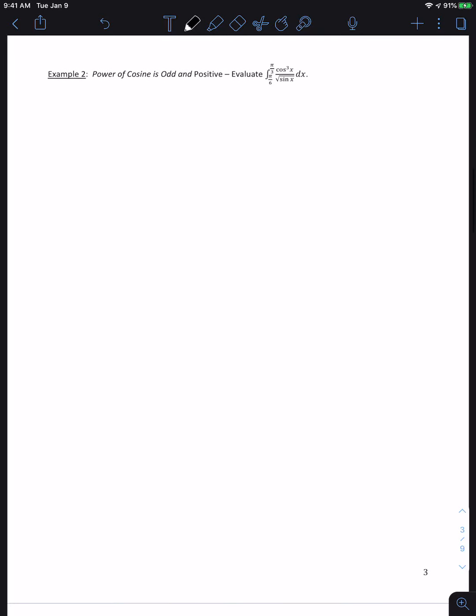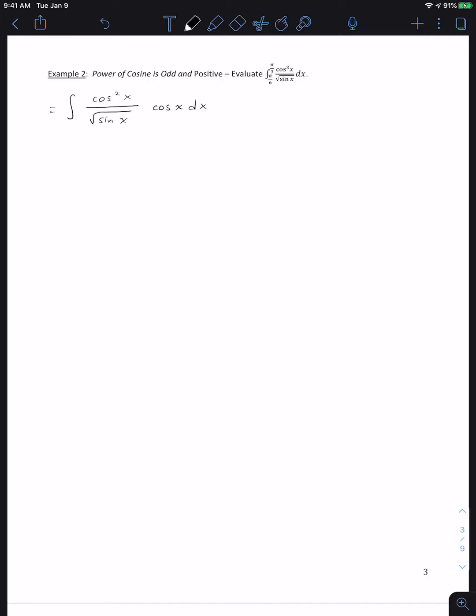Okay, in this next example, the power of cosine is odd and positive, and it's a definite integral. So first we'll find the antiderivative, and then we'll plug in our limits. Since the power of cosine is odd and positive, what I want to do is save one cosine factor. I'm just going to do the antiderivative first with no limits. So I'm going to write this as cosine squared x over the square root of sine x, and then save that other factor of cosine right there, and then dx.